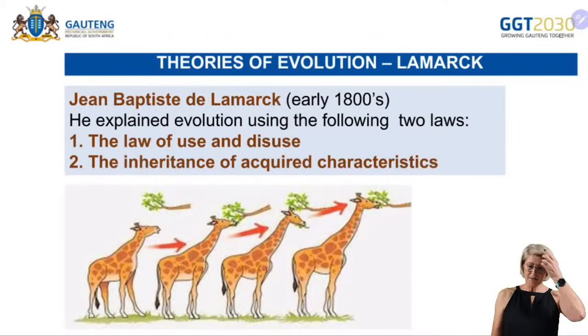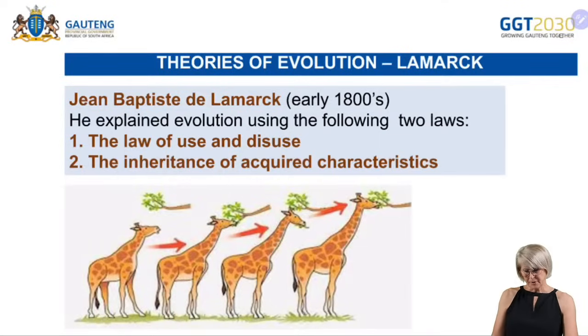All right, then we're going to go on to the theories of evolution. We're going to have a look at Lamarck, and he worked during the early 1800s. Basically, he had 2 laws that he used to explain evolution. The first law was known as the law of use and disuse. The second law was known as the inheritance of acquired characteristics. Now, you need to know these laws. They are often either asked or you need to explain a particular scenario using these 2 laws.